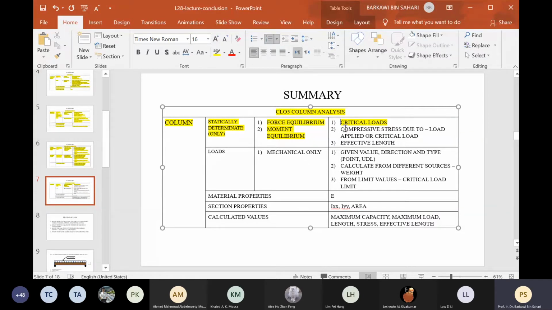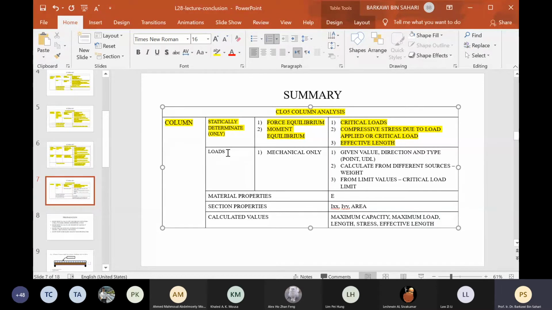Now, column is about compressive stress due to load applied or critical load. Okay, it's compressive stress. In other words, you have to know how to calculate compressive stress when a certain load is applied, and you should be able to calculate also, even if the load is not being applied, the compressive stress at critical load, because critical load is not external load, it is a property of that column. And the other one is the idea of effective length, the distance between zero bending moment. Okay, so these are the work there.